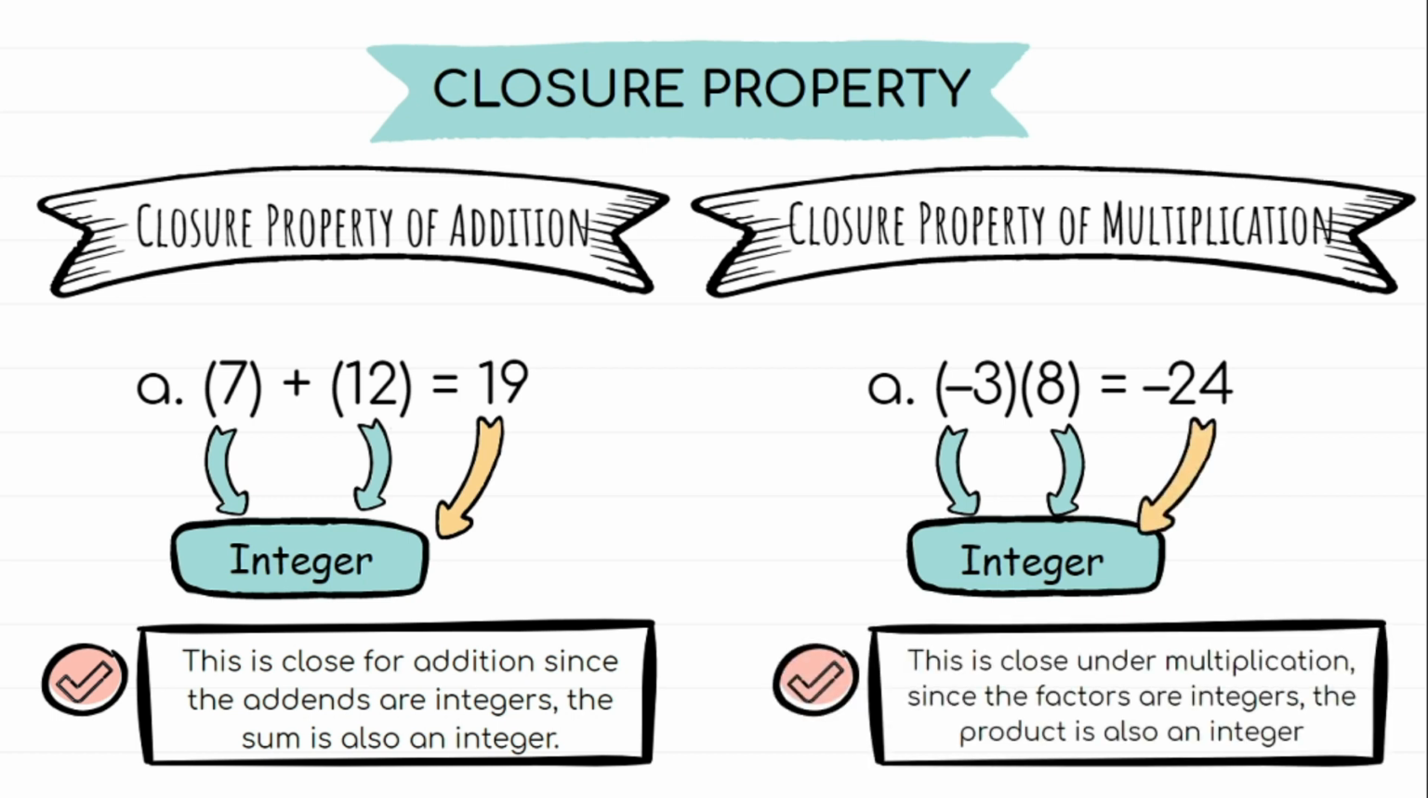So, ibig sabihin, this is closed under multiplication since yung factors niya, ibig sabihin ng factors, yung dalawang pinagmumultiply natin, yung negative 3 and 8, ay integers yan. At yung nagiging sagot or yung product ay integer pa rin. So, that is for closure property.